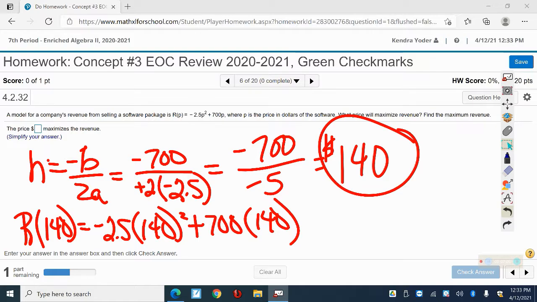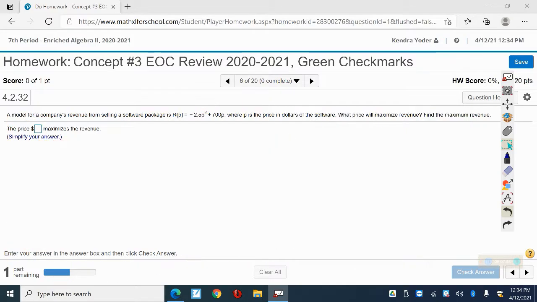Okay, now, you need to be very careful. It says to simplify your answer, and it says to maximize your revenue. They want you to round to the nearest cent, right? Because you're talking about money. In this case, it was $140, but whenever you're going to plug that in, it may be a little bit different. Yes? Okay, so that is that one.